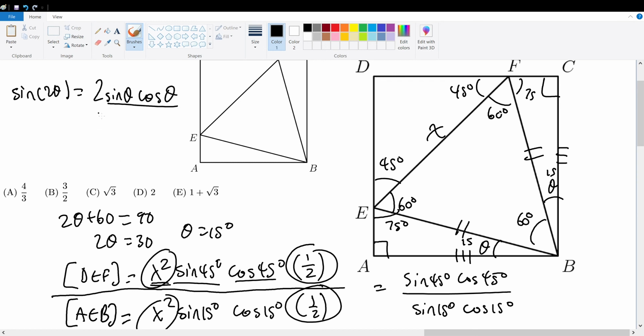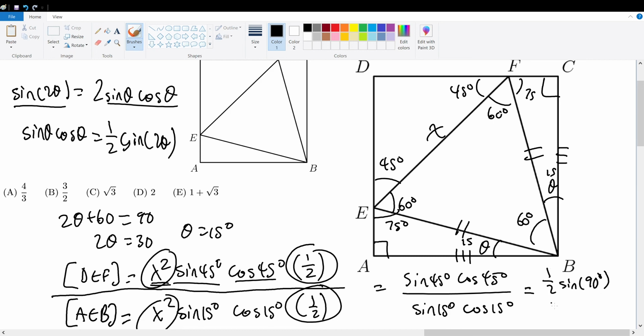So what can we do in order to relate it with the double angle? Well, sine theta cosine theta is the same thing, if we divide 2 on both sides, as half of sine 2 theta. So sine 45 times cosine 45 will be the same thing as half times sine of 2 times 45, which is 90 degrees, and for 15, the same thing as half of sine 30. So that will be our final relationship.